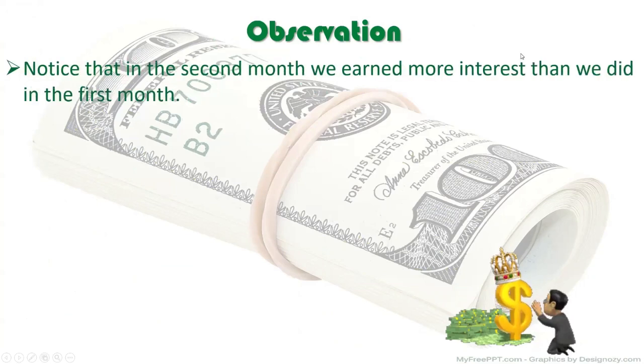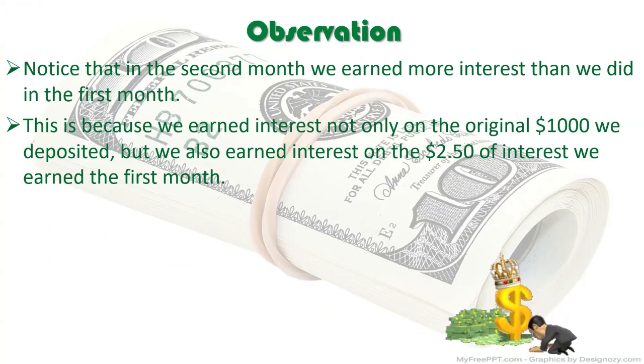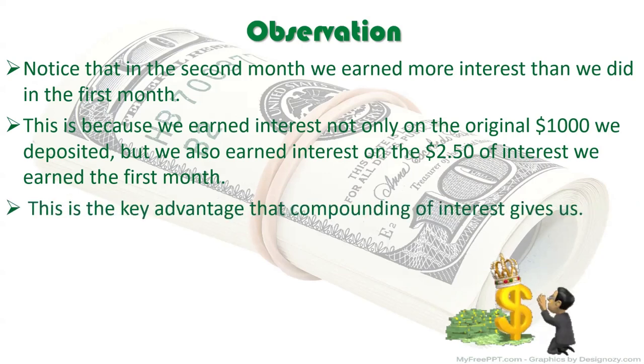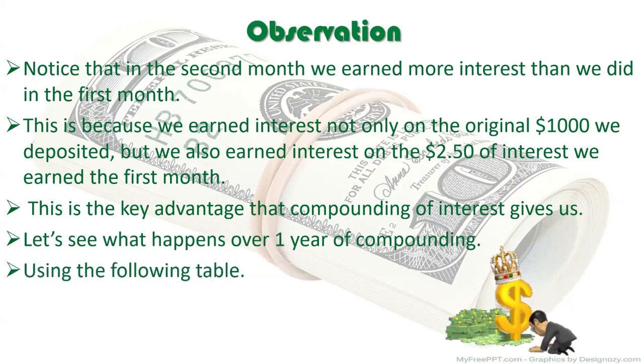Observation. Notice that in the second month, we earned more interest than we did in the first month. This is because we earned interest not only on the original $1,000 we deposited, but we also earned interest on the $2.50 of interest we earned in the first month. This is the key advantage that compounding of interest gives us. Let us see what happens over a year of compounding. And let us use the following table.